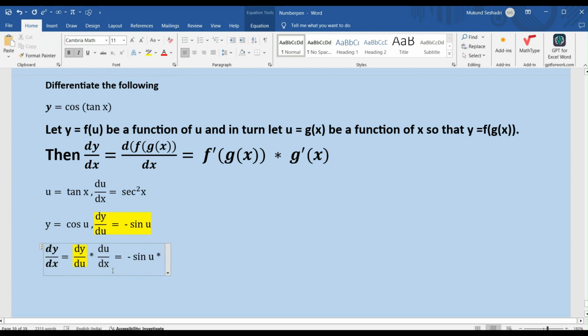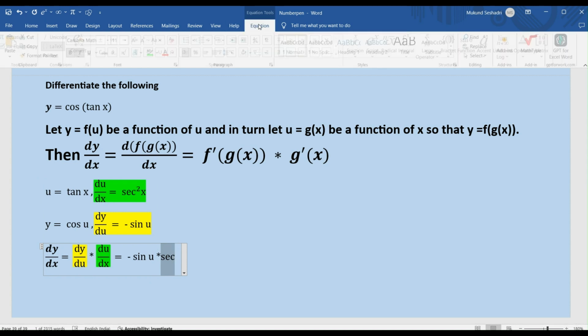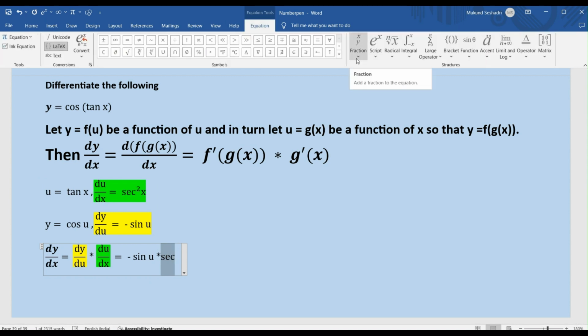And then what is my du by dx? I've already calculated this above, it is secant square x, which I have out here. So there I have the answer, which is minus sine u into secant square x. But I still have this in terms of u and x, so I'll have to go back and make a substitution to express everything in terms of x.